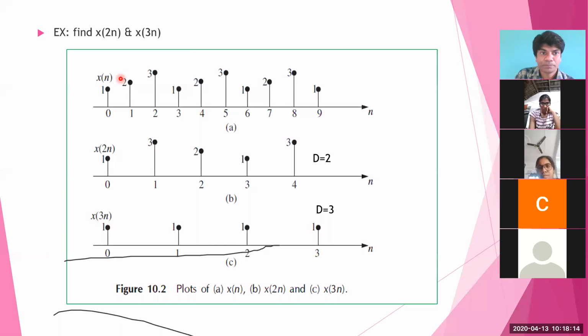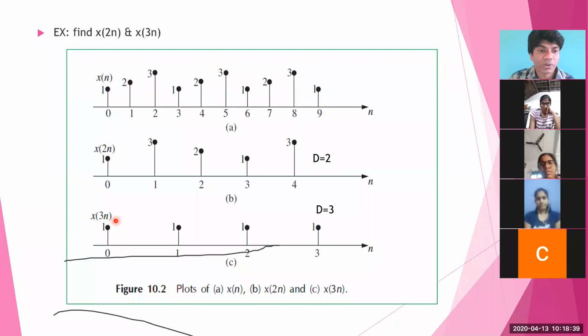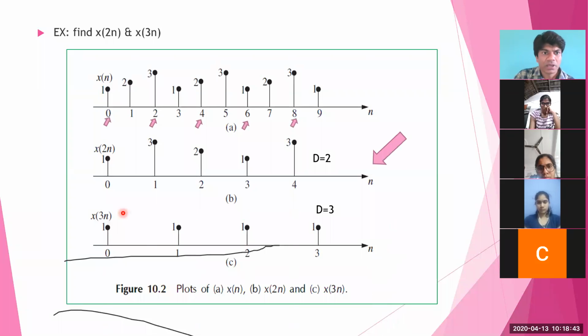And here, this is the original signal where I am hovering this laser pointer, x of n. And just below that, we have two decimated signals. The first one is decimated by a factor of 2, that's why I have written x of 2n. And the second signal is decimated by a factor of 3, that's why I have written x of 3n.